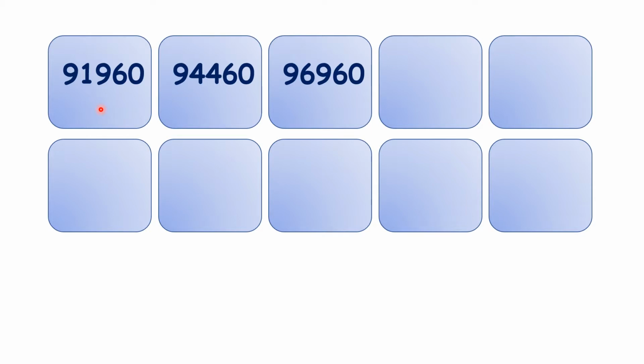So now let's try this one. We have 91,960, 94,460, 96,960. So again, we're counting up in steps of 2,500, and you might want to pause the video here and see if you can write the next seven numbers in this sequence.